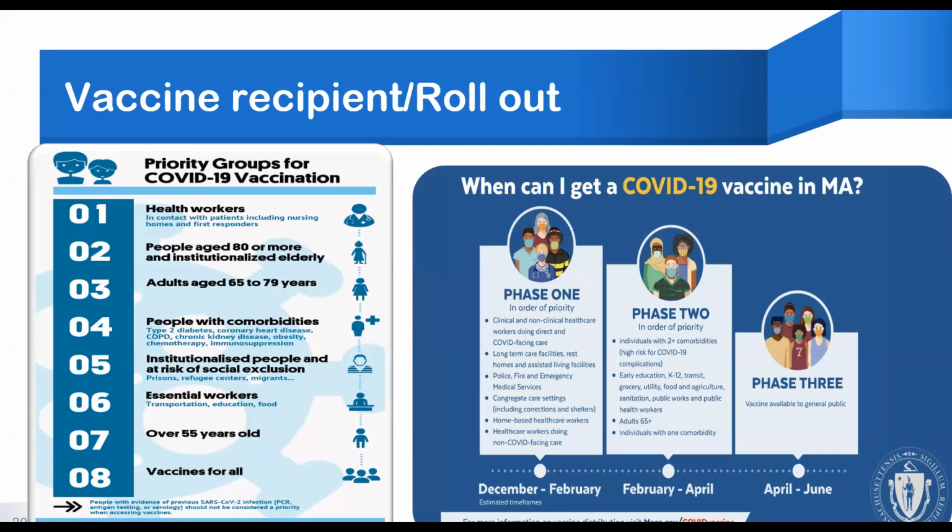Then pang-lima, institutionalized people and at risk of social exclusion. Yun yung mga nasa prisons or refuge centers or migrants. Then pang-anim is yung essential workers. Yun yung mga tricycle drivers or may mga transportations na katulad ng bus, ganun-ganun, ng mga sasakyan. Then ang pang-pito is yung over 55 years old. Then ang last is yung pangkalahatan na, yung gustong magpa-vaccine.